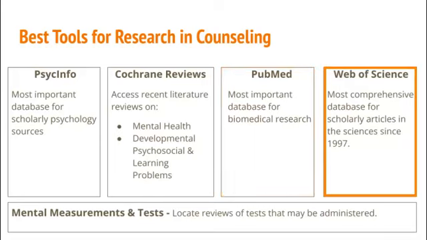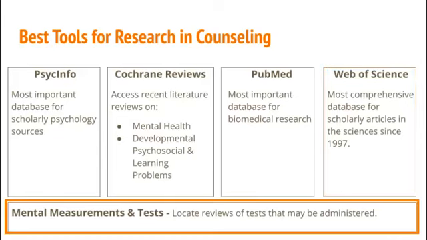Web of Science is an amazing comprehensive tool for searching the scientific literature. It does not contain the full text of any article, but it does have a linking feature that makes it easy to determine how to access the article found.